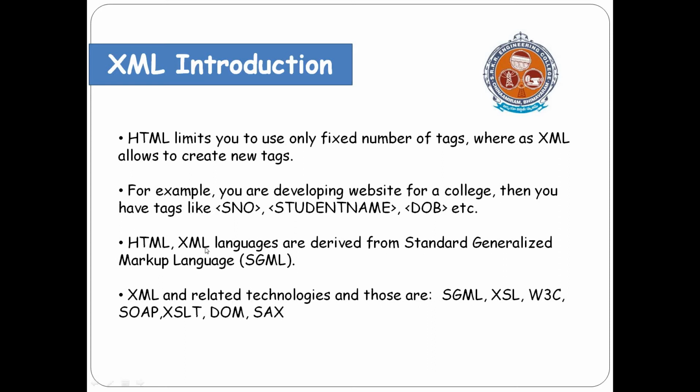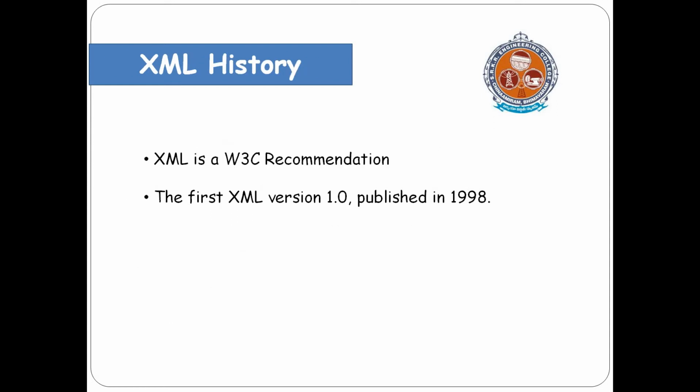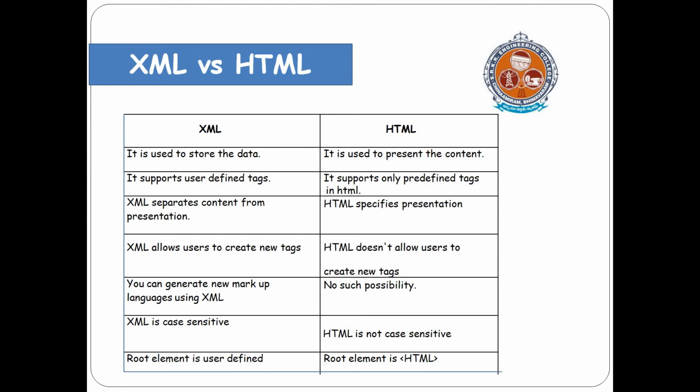Both HTML and XML languages are derived from SGML. SGML is nothing but Standard Generalized Markup Language. Some of the XML related technologies are SGML, XSL, W3C, SOAP, XSLT, SAX, etc. Coming to the history, the first version, XML 1.0, was released in 1998, and XML is also a W3C recommendation like HTML.